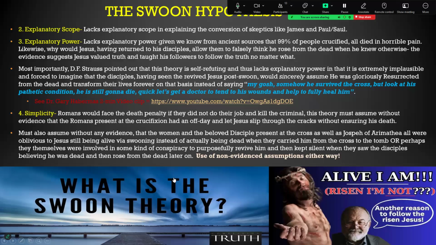Likewise, why would Jesus, having returned to his disciples, allow them to falsely think he rose from the dead? Don't you think as soon as he's been raised from the dead, wouldn't Jesus correct them and say, "Oh no, guys, I need a doctor. I just managed to survive somehow. Please, get the doctor for me," or something like that. Jesus valued truth. He wasn't a liar, and he taught his followers to value truth as well. So that just doesn't have a good explanatory power.